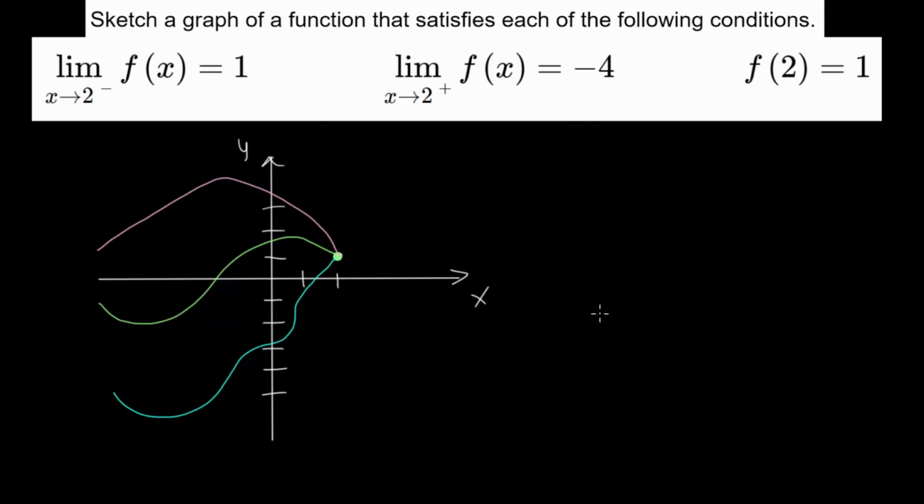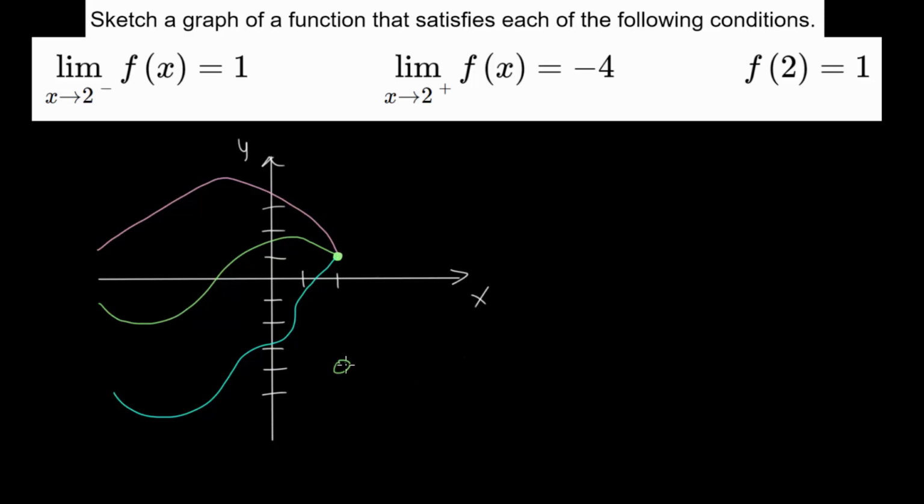Now, for the other side, we're told that as x approaches 2 from the right-hand side, from the positive side, the y value of our function approaches -4. And -4 is down here. So for this, I'm going to put in a hole for our function, because we know that at an x value of 2, it's defined to be a y value of 1. So it can't also be defined to be a y value of -4, since that would fail the definition of a function. For every x value, there should only be one y value assigned to that.